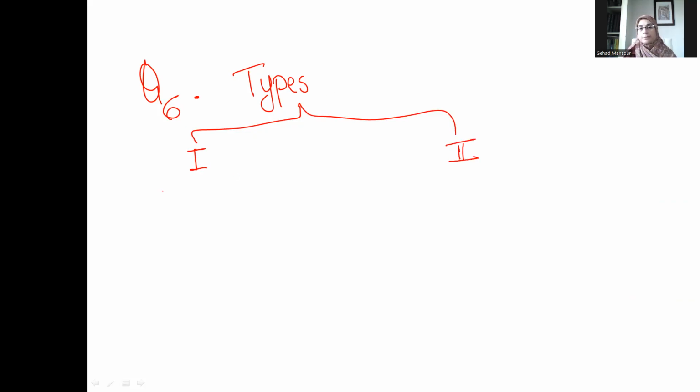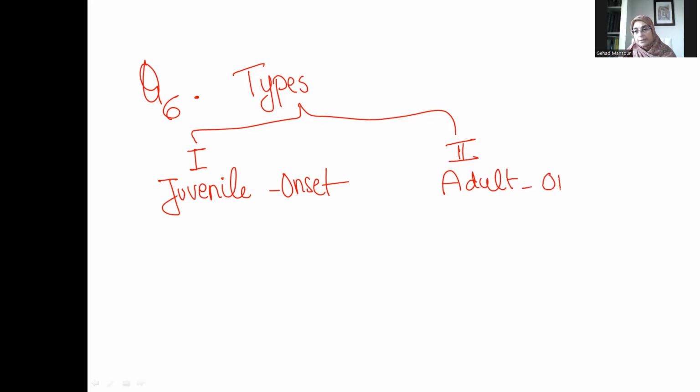diabetes mellitus. The next question that you might be asked about diabetes mellitus is about the types of diabetes. So the types of diabetes, we have type 1 diabetes mellitus and type 2 diabetes mellitus. Type 1 starts during childhood, and that's why we call it juvenile onset diabetes. And type 2 usually occurs in adulthood, and that's why we call it adult onset diabetes. But we sometimes call it based on the treatment.